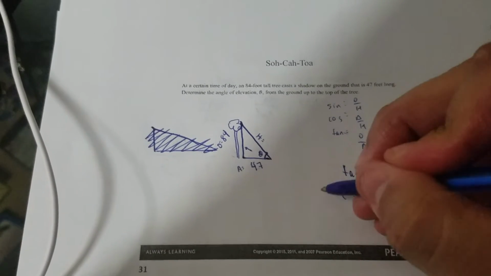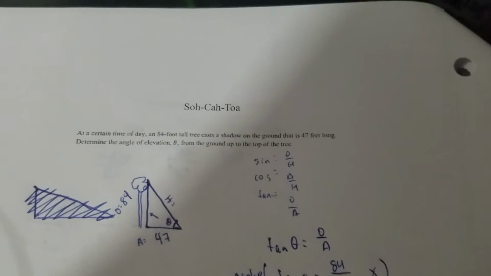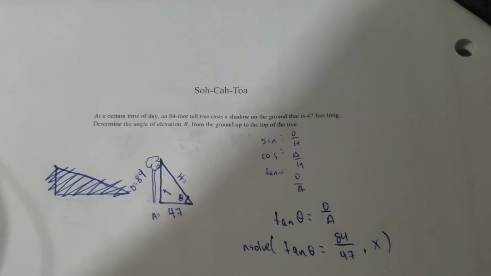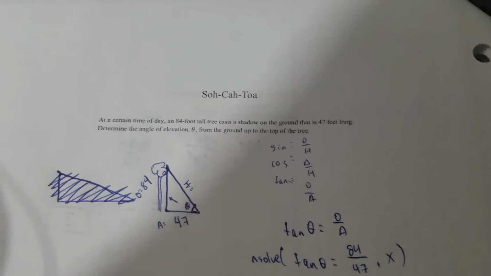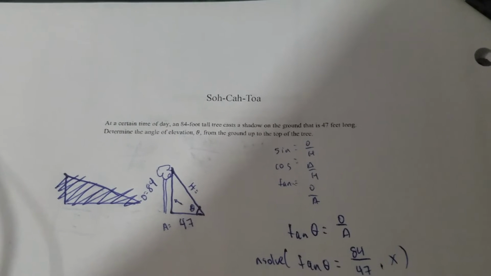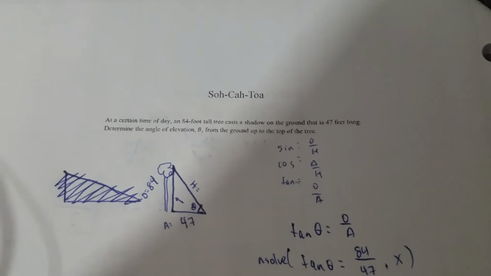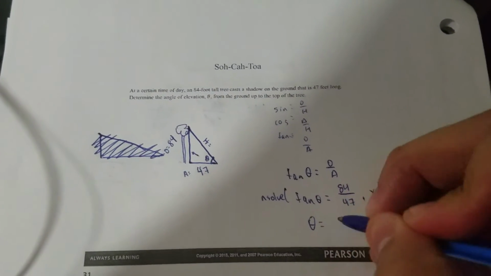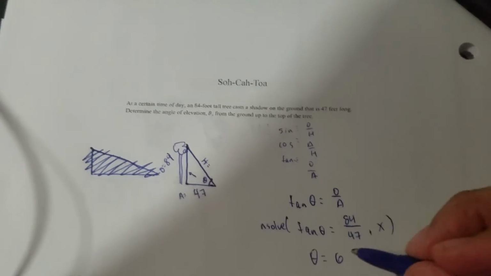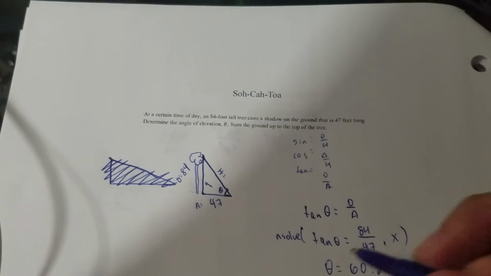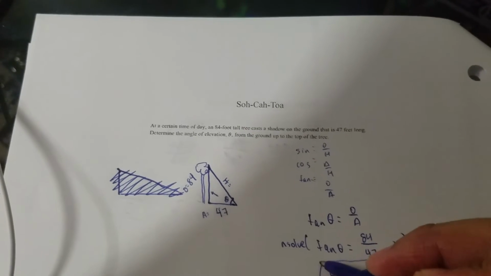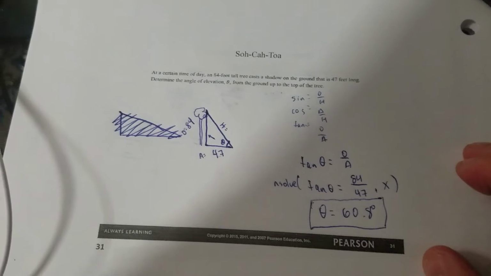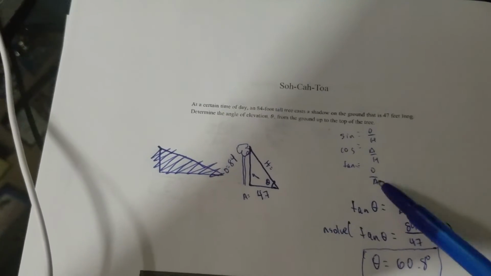And you just use NSolve for this one. That's all you need. You can have a calculator, so don't worry about it. And when you do that, you end up with the angle being 60.8 degrees. Okay, so it's just important to know which one to use.